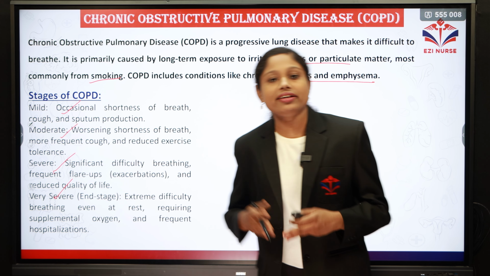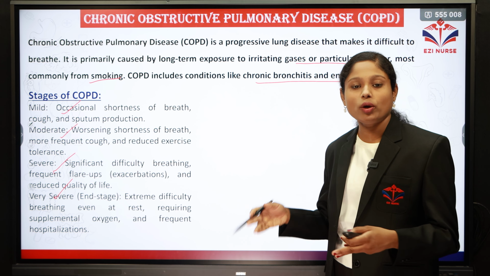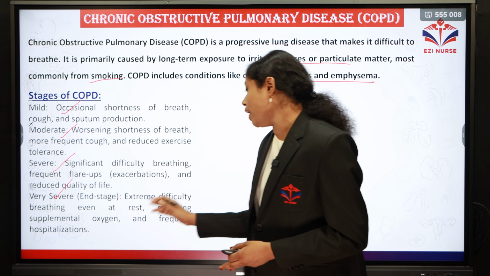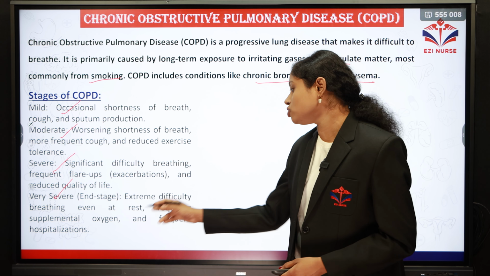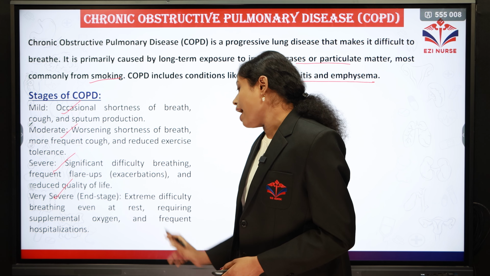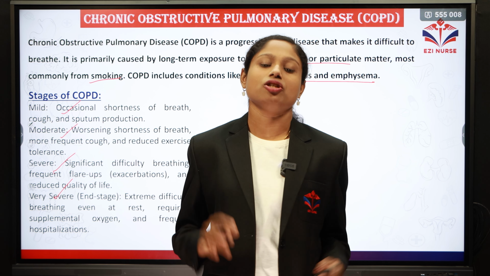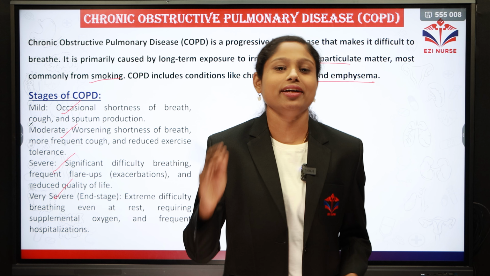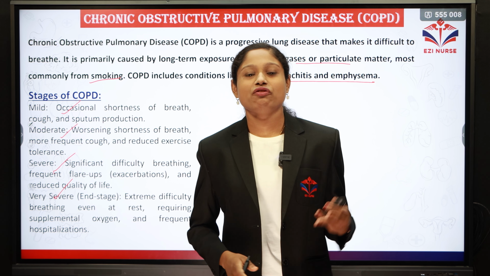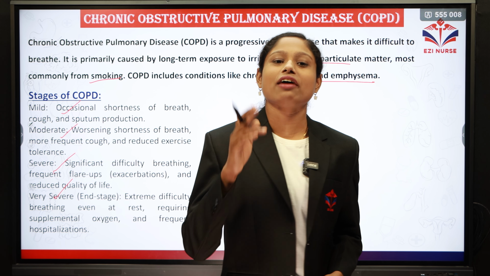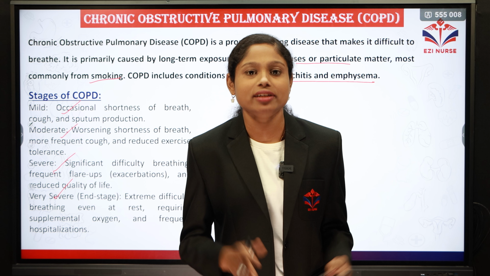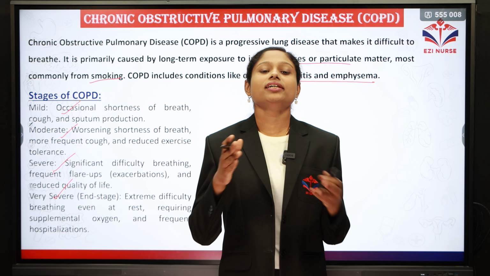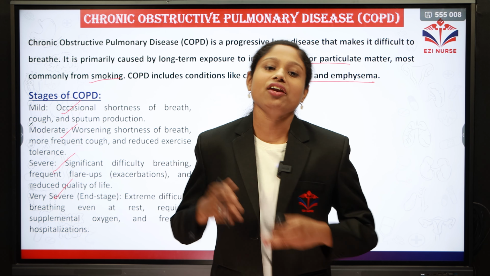Now coming to very severe, the fourth category. What is it? Extreme difficulty breathing even at rest, requiring supplemental oxygen and frequent hospitalization. So this is the main classification or stages of COPD. Stages is very important. 4 stages. This also will come for 2 marks. So what are the main stages? Mild, moderate, severe and very severe.